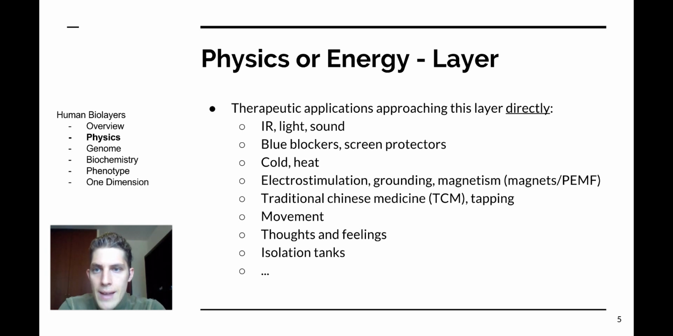Light and sound therapies can be used. So infrared here, infrared saunas, for example, there are UV lamps, there are sound waves. Then we can also use special lamps or special screens, special sunglasses to block potentially toxic light. Then there are cold and heat therapies. We have from the classic Finnish sauna to ice baths to cold showers.